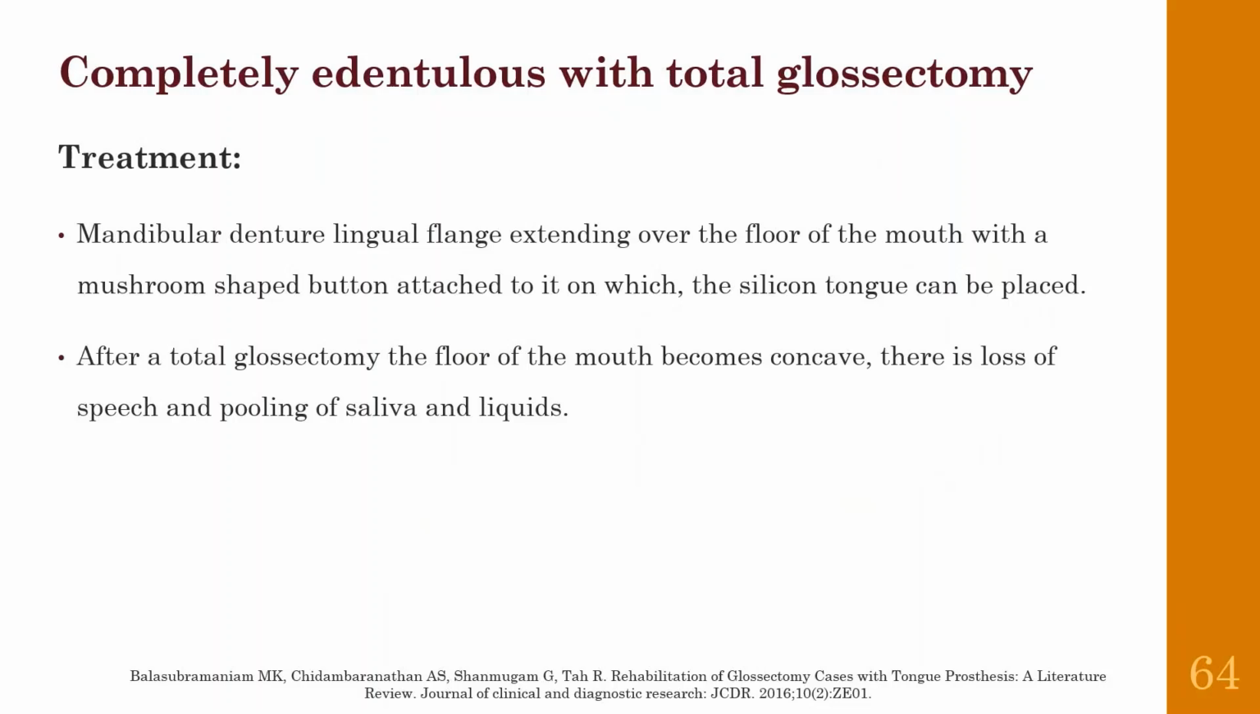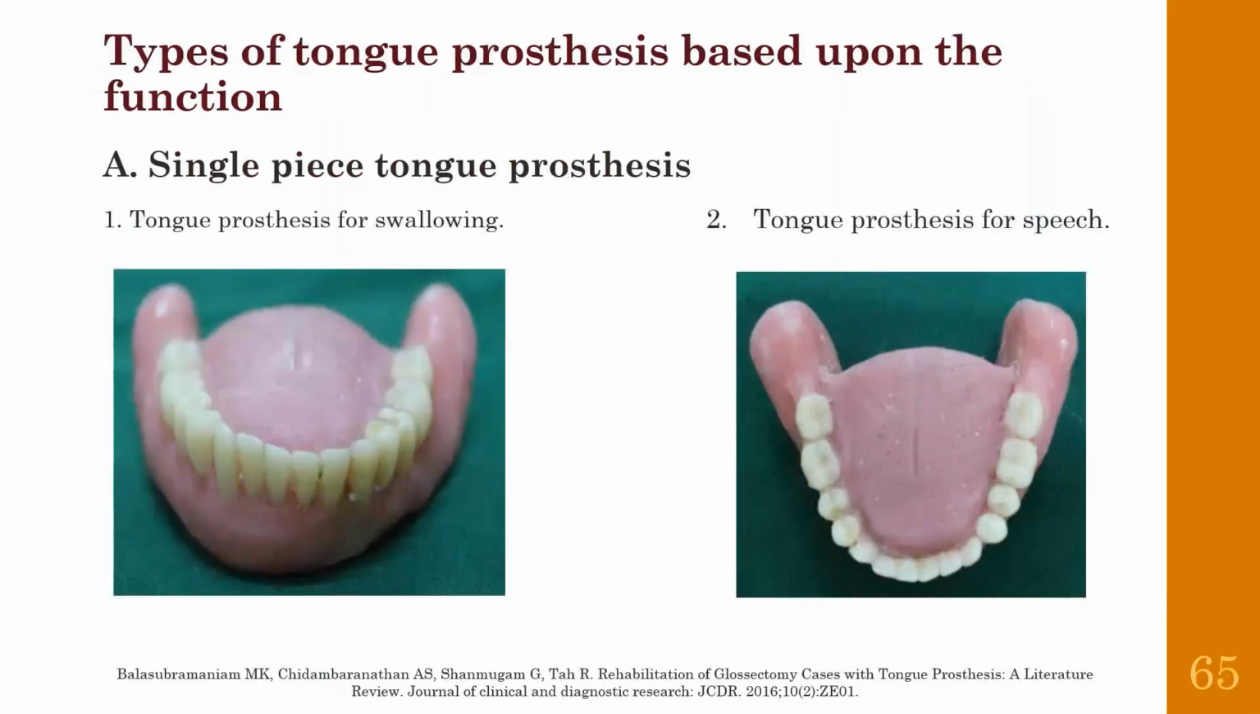In a completely edentulous patient with total glossectomy, the treatment plan usually is a mandibular denture with a lingual flange extending over the floor of the mouth, with a mushroom-shaped button attached to it on which the silicone tongue can be placed. After total glossectomy, the floor of the mouth becomes concave and there is a loss of speech and pooling of saliva and liquids.